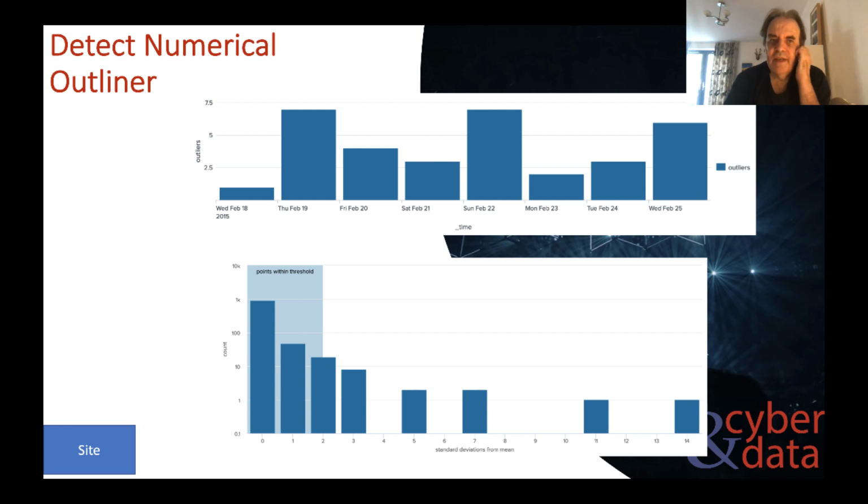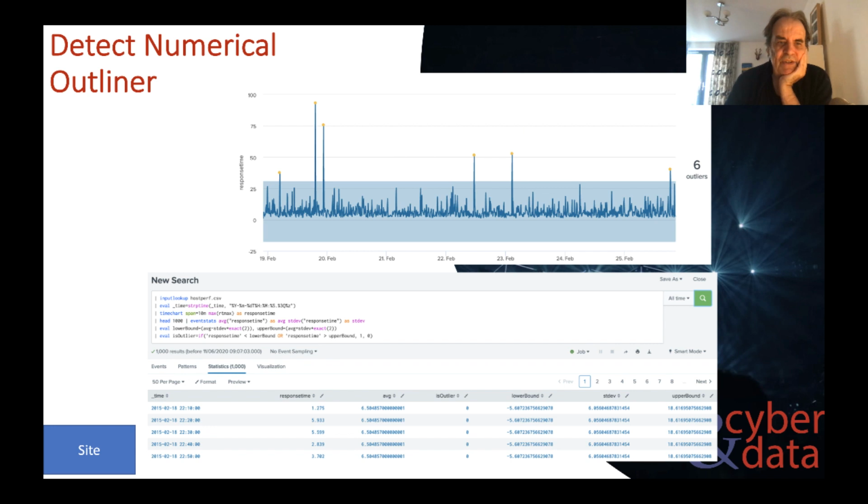Okay, so there's the outliers there, and that's the threshold. Okay, so if we want, we can look at the SPL at any time of the code that we've actually produced, and this is the SPL here, which actually produces this code here.